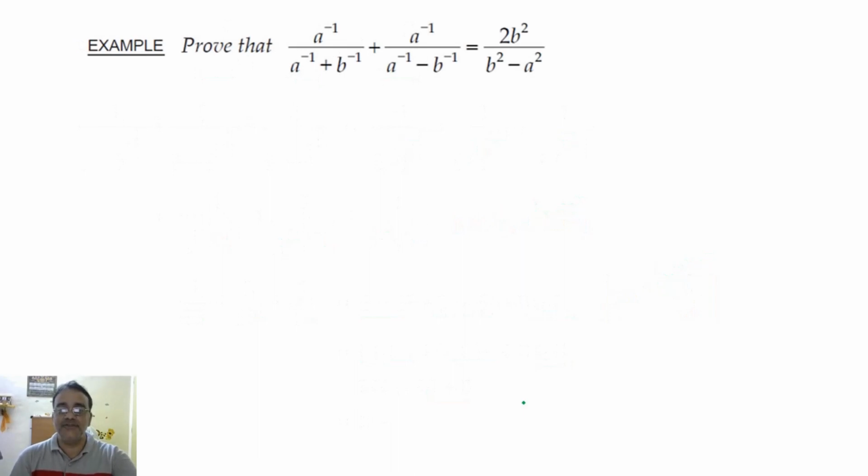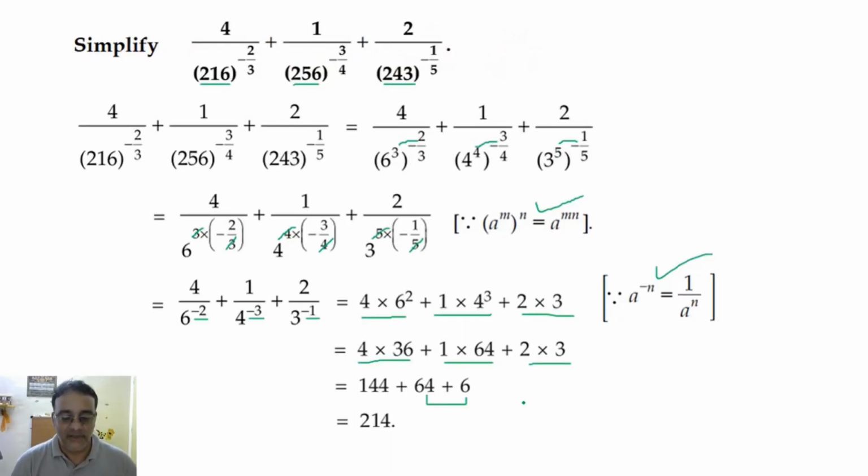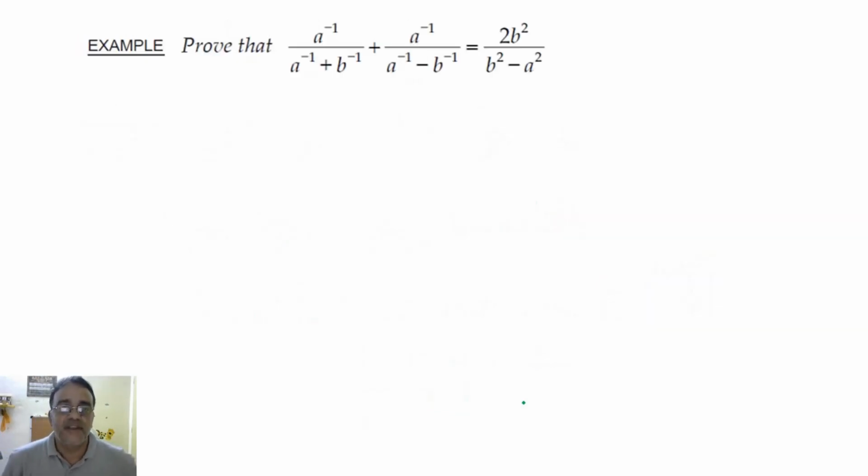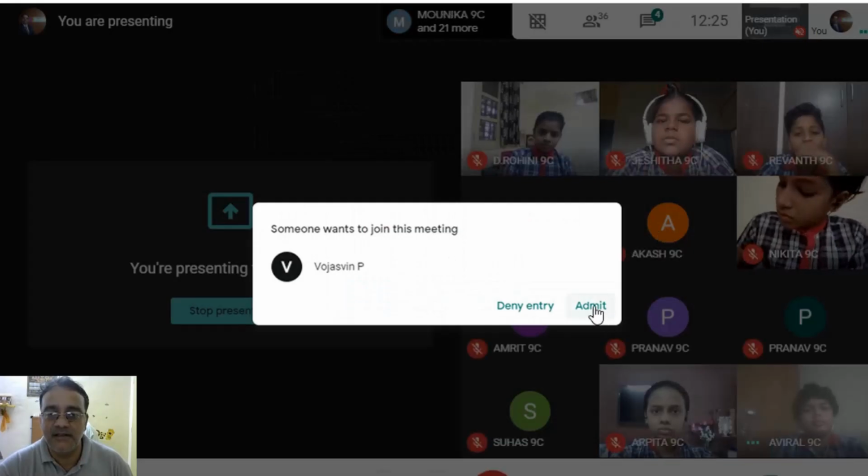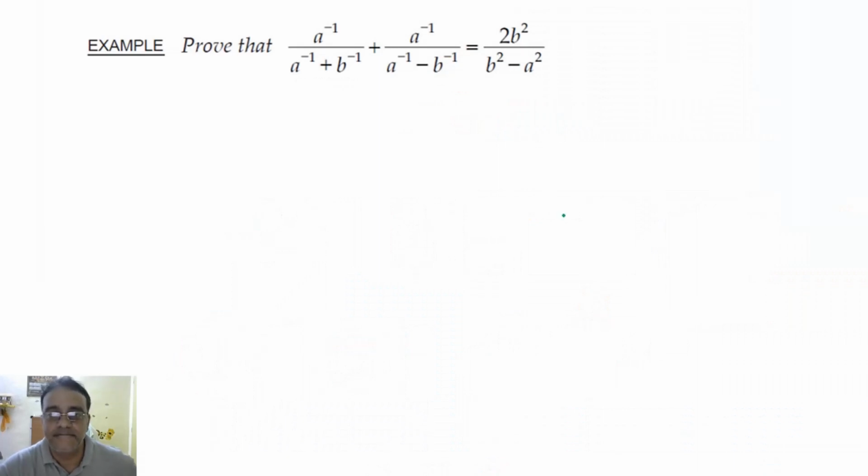So any doubt in this question? No, sir. Okay. Now we'll move towards proof related questions. Okay, proof related questions में first question ये है, prove that a to the power minus 1 upon a to the power minus 1 plus b to the power minus 1 plus a to the power minus 1 upon a to the power minus 1 minus b to the power minus 1 is equals to 2b square upon b square minus a square.